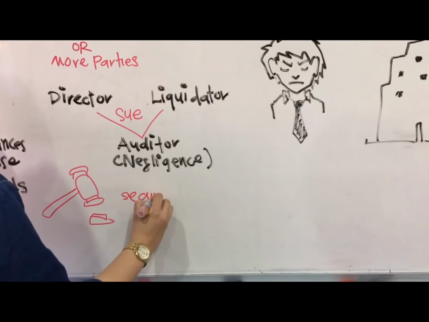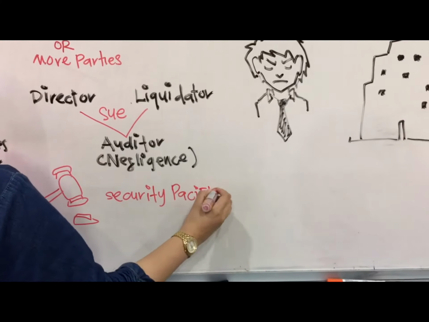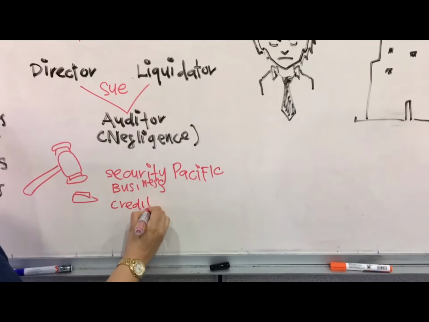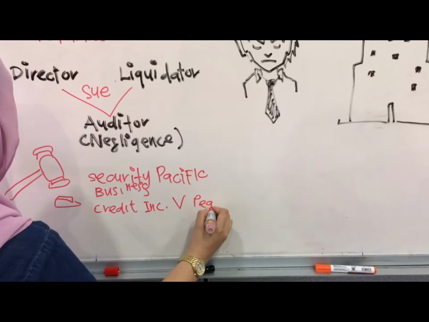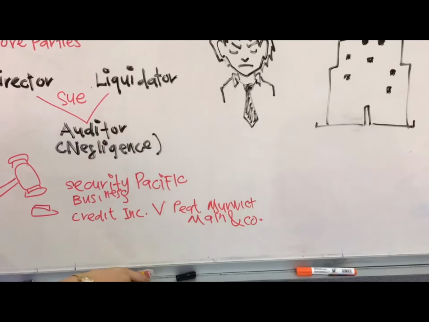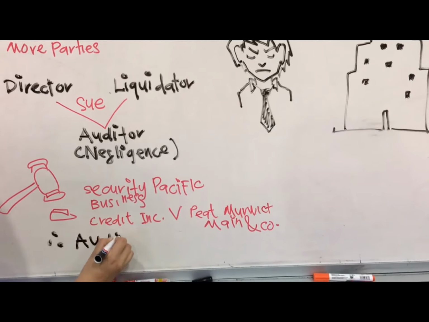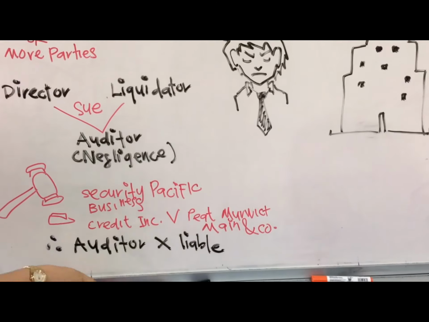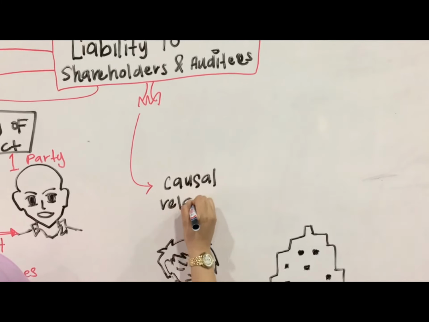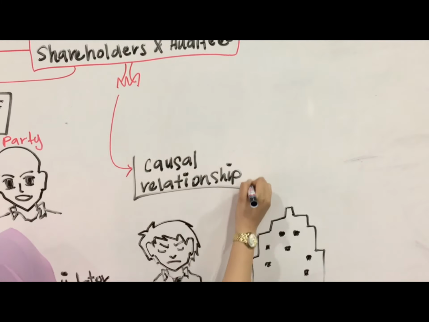Here is an example of a case of Security Pacific Business Credit Incorporation against Peat Marwick and Corporation. An auditor is not liable to a third party who uses audited financial statements. The resolution of the case limits claims only to entities that are in direct privity with accounting firms, particularly the accountant's client.